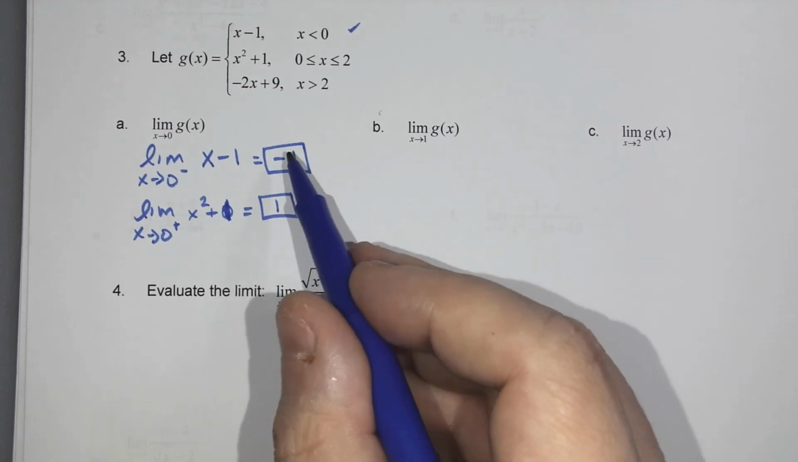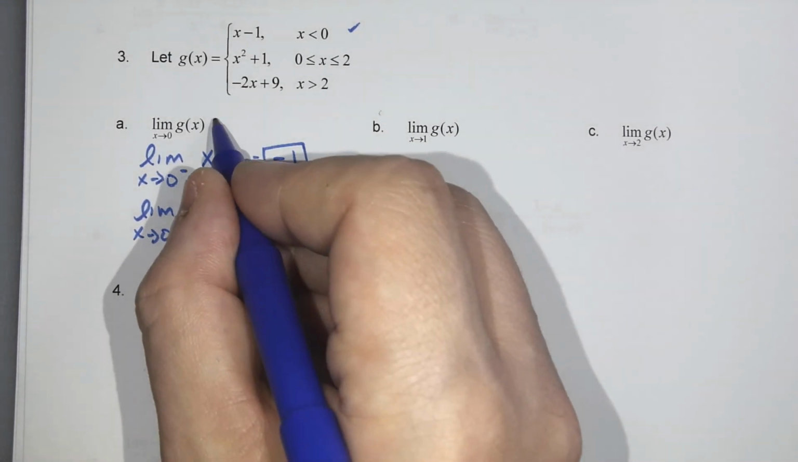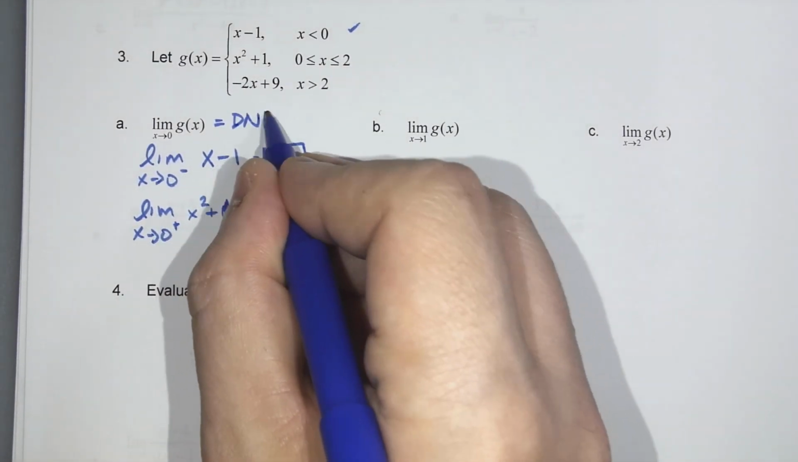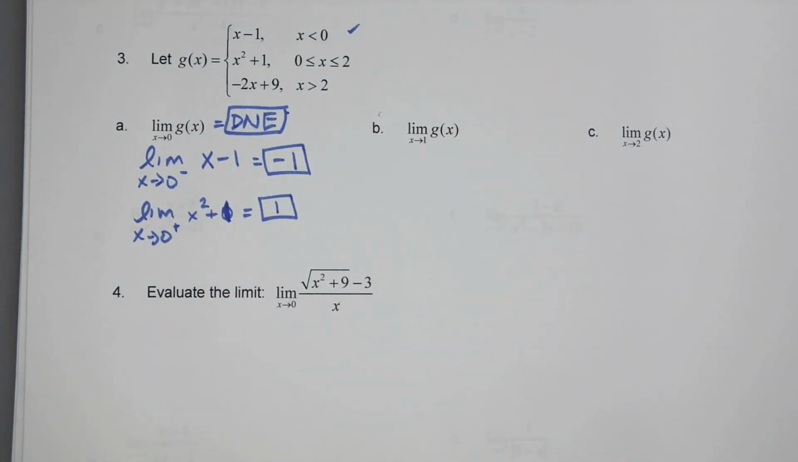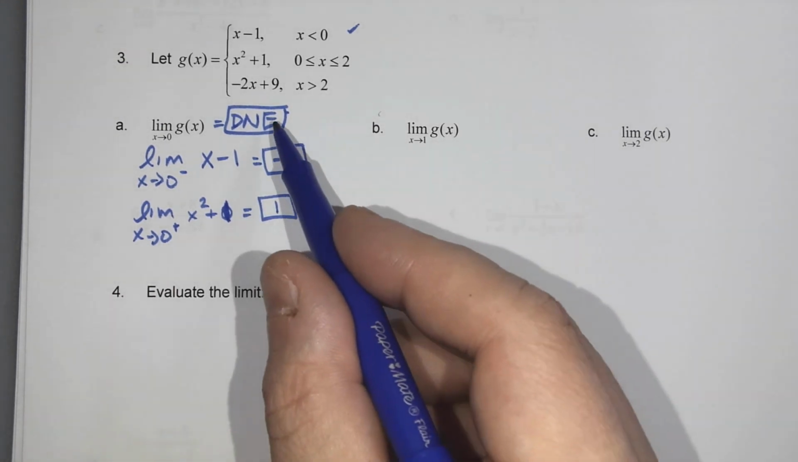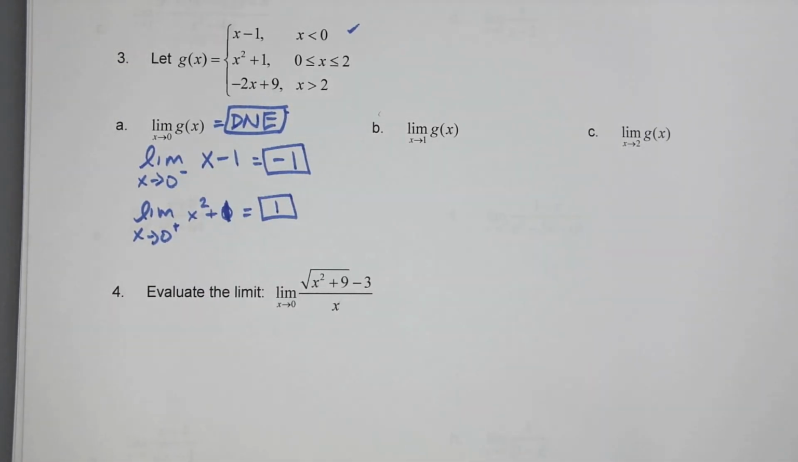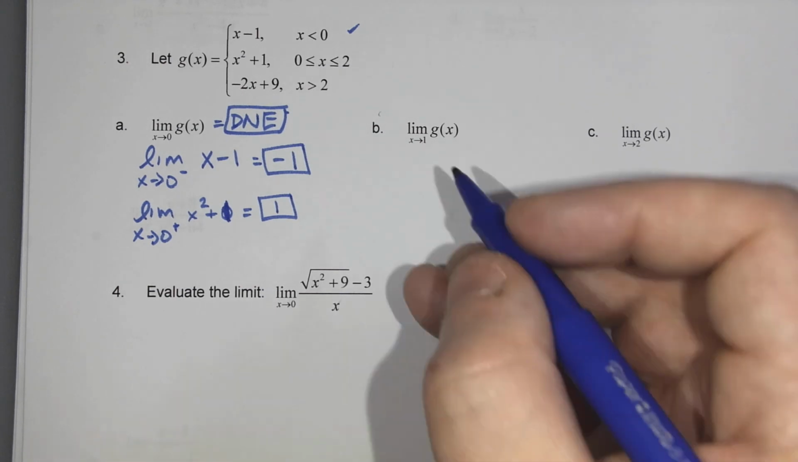Notice these are different, so that means our limit does not exist. From the left, it's negative 1. From the right, it's positive 1. And this is ambiguous. What side am I coming in from? That depends, that affects my answer. So this one is a does not exist limit because it's different from either side.